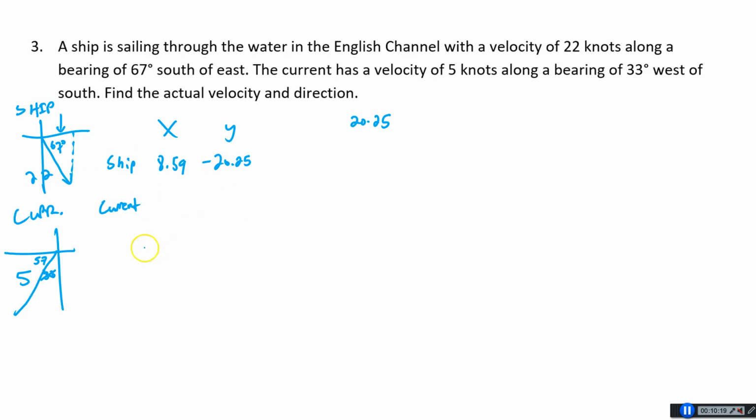For the current, the way I did this on the worksheet is I said, well, if you split the current into its components, the y-coordinate right here is adjacent to the angle of 33 degrees. So I actually used cosine to find the y and sine to find the x. But since I changed it to 57 and it's now next to the x-axis, I can just use sine and cosine how I want.